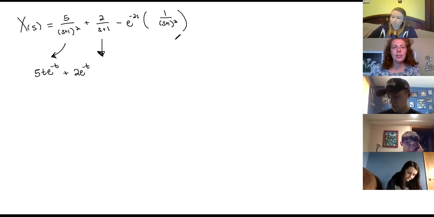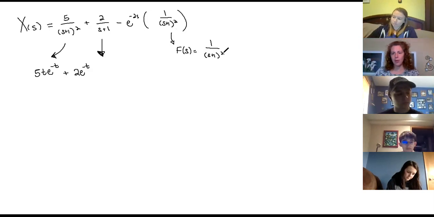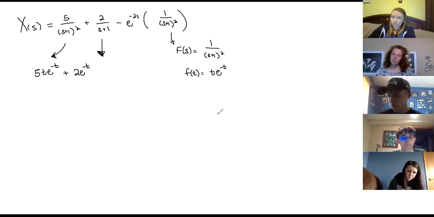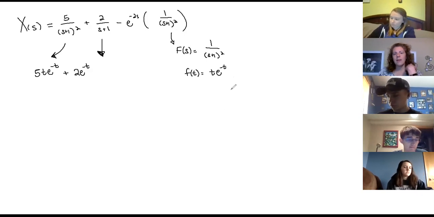So 2 things. We need to deal with the part inside. We'll say that capital F of s is 1 over s plus 1 squared. That's the part inside without the e. So little f of t is t e to the negative t. Again, second column, second one down. f of t is t e to the negative t.